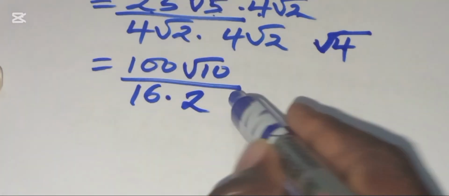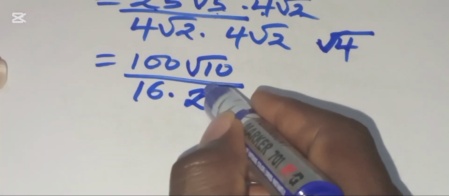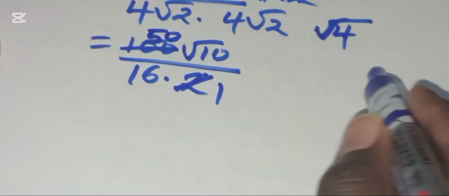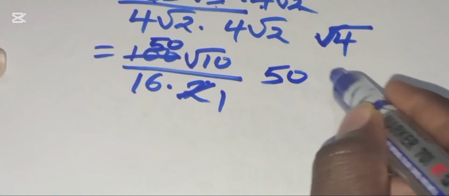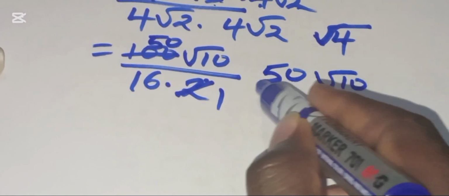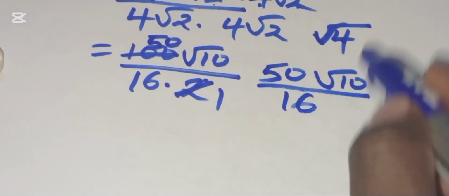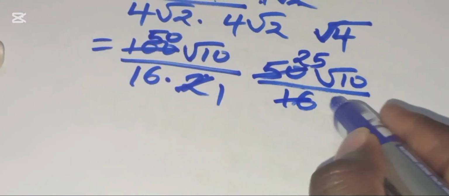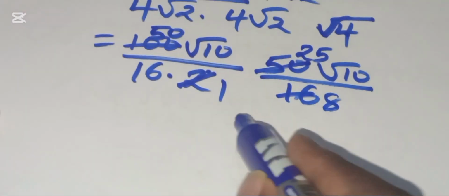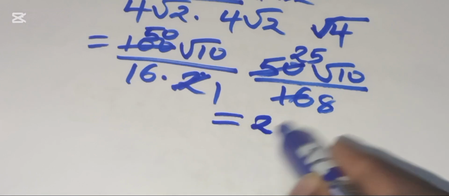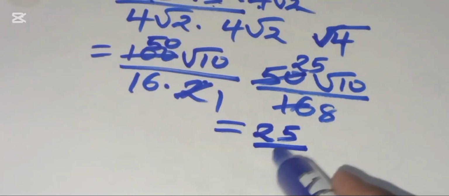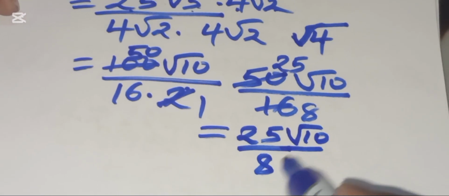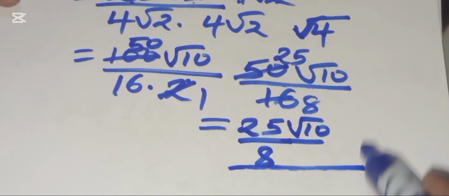Alright, so from what we have here, we just simplify by 2 over 2, 50 square root of 10 divided by 16. We simplify this further by 2: this is 25, and this is 8. So that now we'll have the solution as 25 divided by 8 times the square root of 10. Now this is the solution.